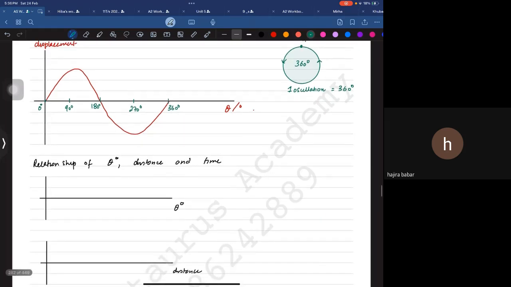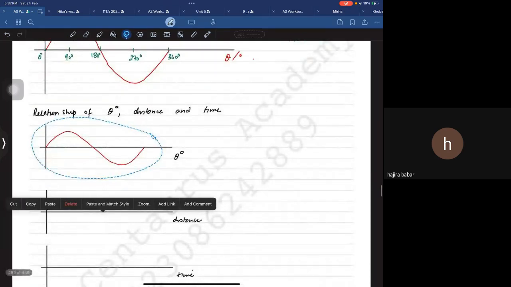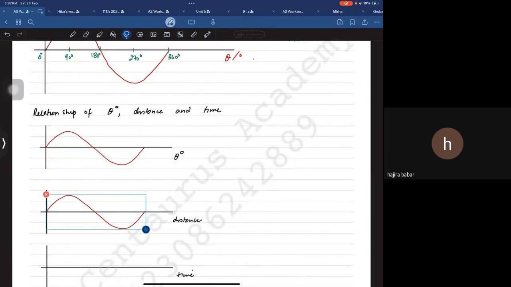Now, this relationship can be extended to other things. Like, for instance, if I draw a wave like this, let's copy this wave, put it here and here. So at the same time, three things are happening. Not only the position is changing, but also the angle is changing and the time is changing, which means that if this is 0 degrees, this will be zero distance, this will be zero time.